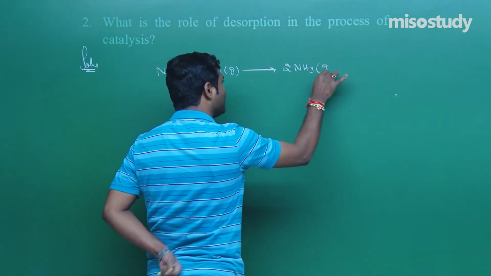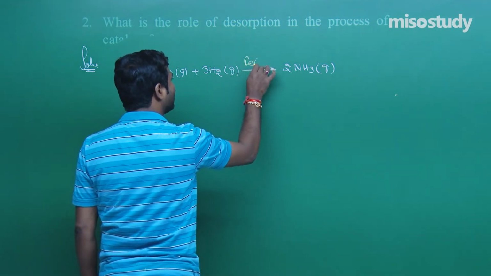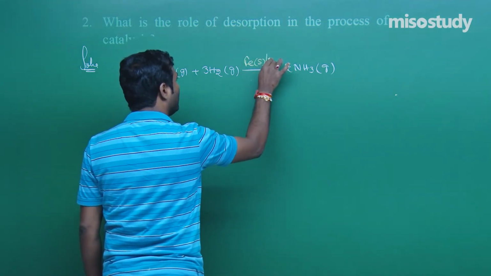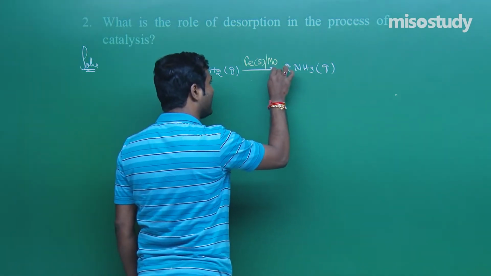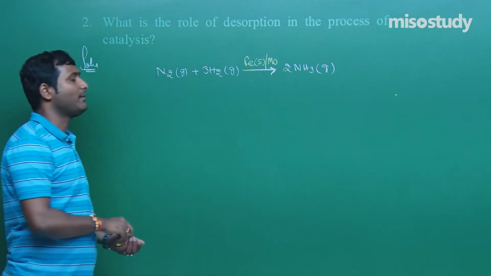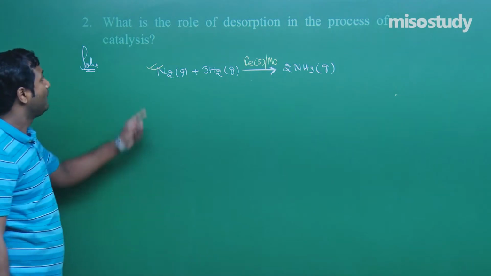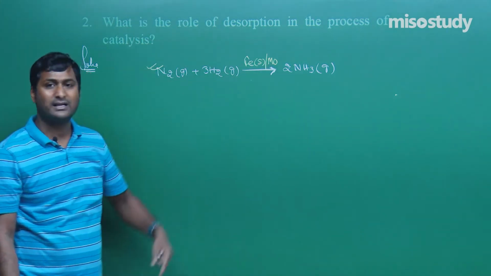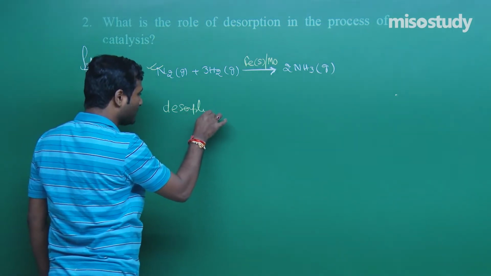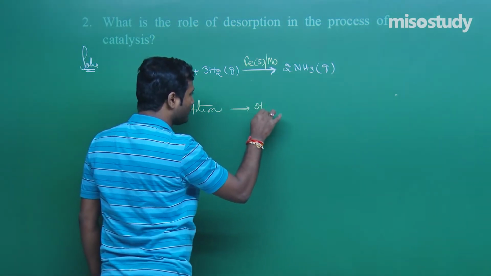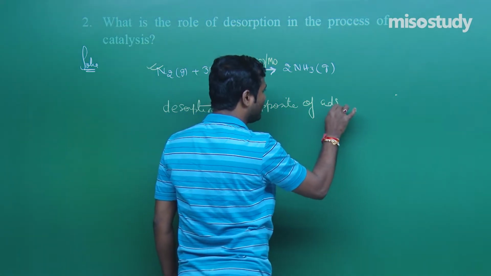Clear to you? In this case, what do we observe here? We observe iron as a catalyst and molybdenum as a promoter. Iron as a catalyst and molybdenum as a promoter. Am I right? Yes, sir, you are absolutely right. And what is the role of desorption? What is desorption? Desorption means, listen carefully, my friend, desorption is the opposite of adsorption.